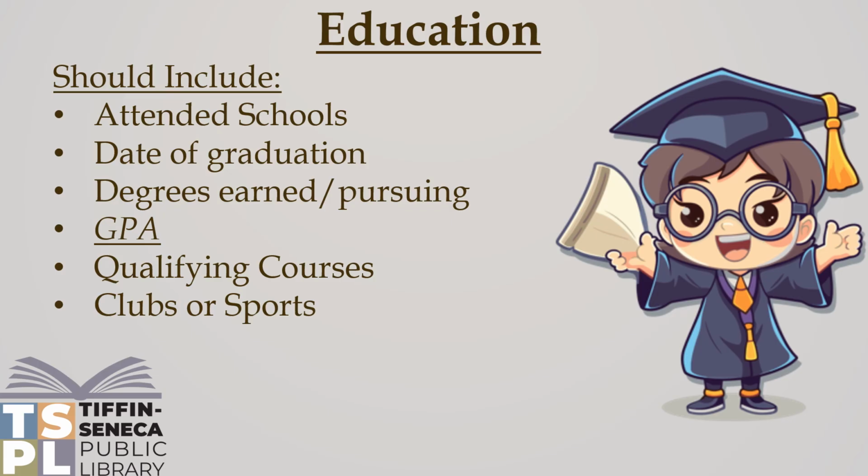contains critical details. Your education section should include the schools that you have attended, your graduation date, or your anticipated graduation date if you're still attending, the degrees you have earned or are pursuing, and your grade point average if it is above a 3.0 on a 4.0 scale. Additionally, you may want to list any relevant courses that qualify you for the job. Be sure to include any clubs or sports you participated in and the duration of your involvement.